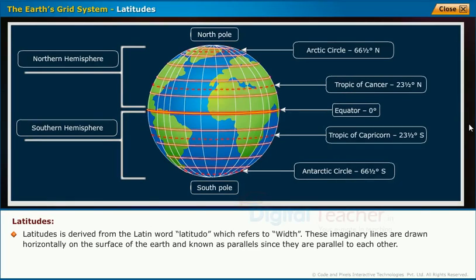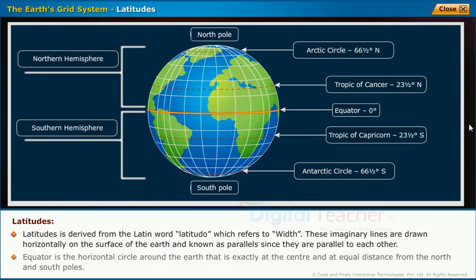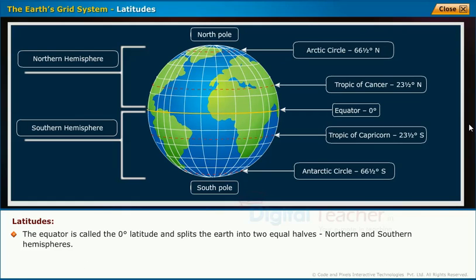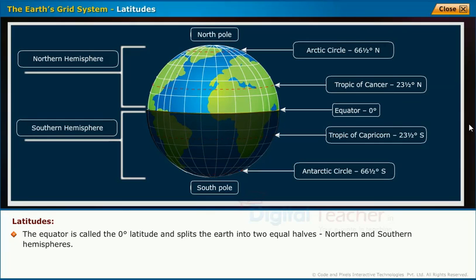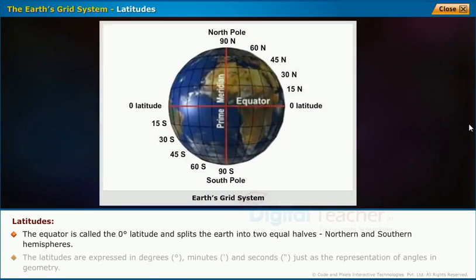Latitudes. Latitude is derived from the Latin word latitudo, which refers to width. These imaginary lines are drawn horizontally on the surface of the Earth and known as parallels since they are parallel to each other. The equator is the horizontal circle around the Earth that is exactly at the center and at equal distance from the north and south poles. The equator is called the 0 degrees latitude and splits the Earth into two equal halves, northern and southern hemispheres. The latitudes are expressed in degrees, minutes and seconds, just as the representation of angles in geometry.